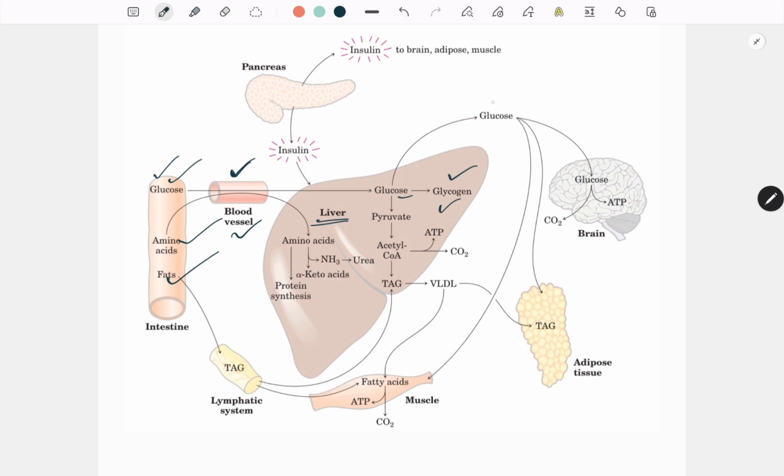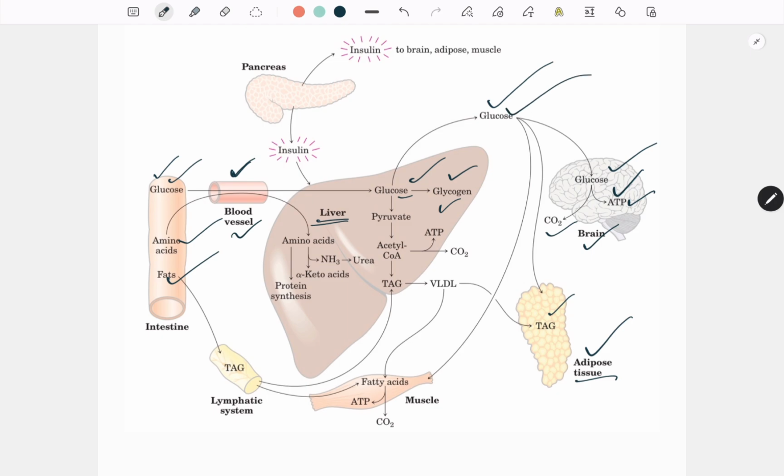From the liver, the glucose then goes to the brain. After reaching the brain, the glucose produces ATP and also produces some CO2, or carbon dioxide. This ATP is used in different energy-requiring processes occurring inside the brain. The glucose coming from the liver also goes to the adipose tissue. Inside the adipose tissue, this glucose is converted into TAG, or triacylglycerol.